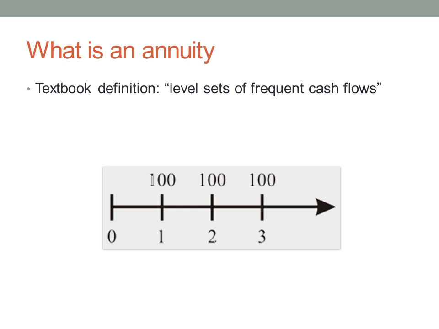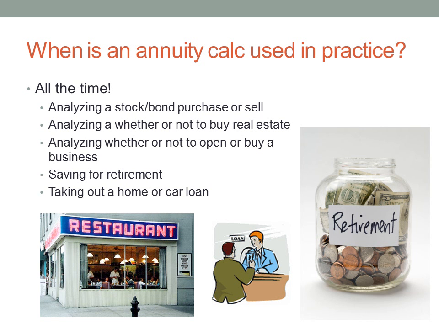Now, if they're equal or the same, that would be called an annuity. If they're different, we can still calculate the value. It just gets a little more difficult. In practice, when would you use the annuity calculation or cash flow calculation? The answer is all the time.